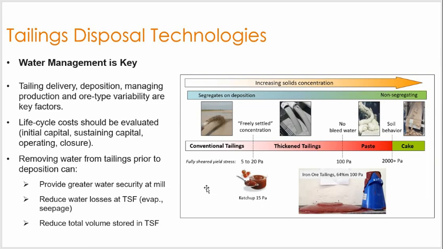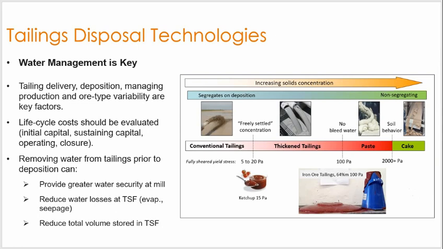And just to give a little reference, when you're in this conventional thickened tailings range, this material is going to be of ketchup or yogurt type consistency. And then of course, increasing in shear strength and solids content as you move to the right along that spectrum.